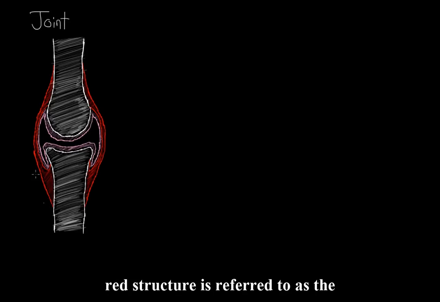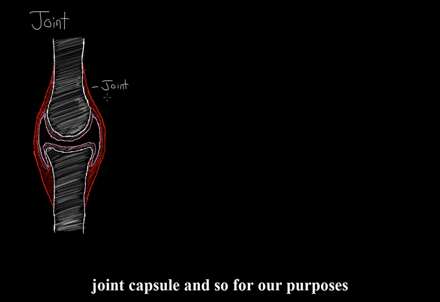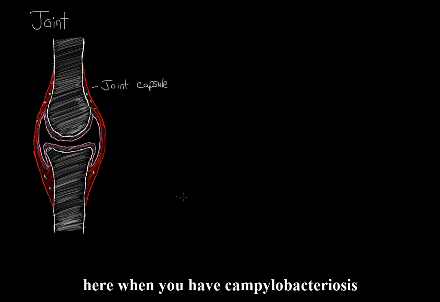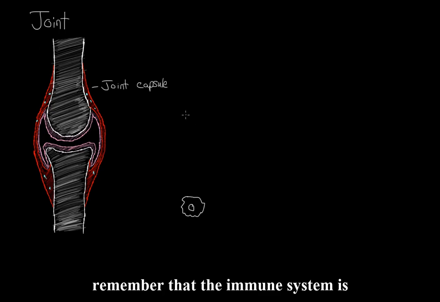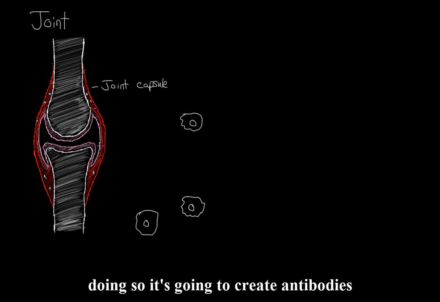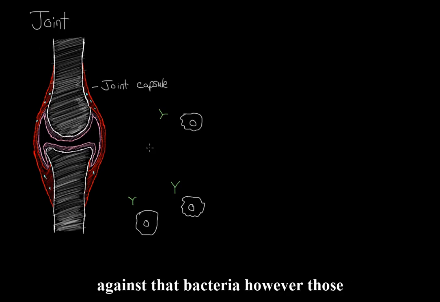Now, what are those complications? Well, here I'm showing you a picture of a joint. This red structure is referred to as the joint capsule. And so for our purposes, all we really need to know is that it has many different types of proteins here. When you have campylobacteriosis, remember that the immune system is trying to fight off that bacteria. In doing so, it's going to create antibodies against that bacteria.